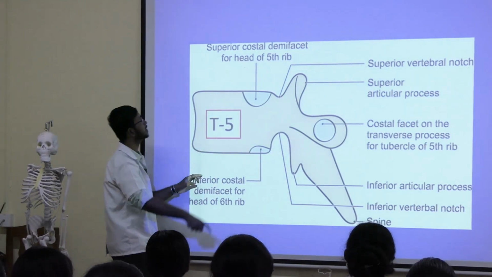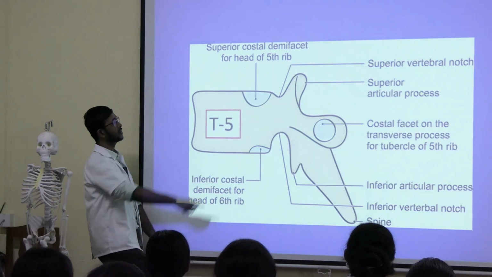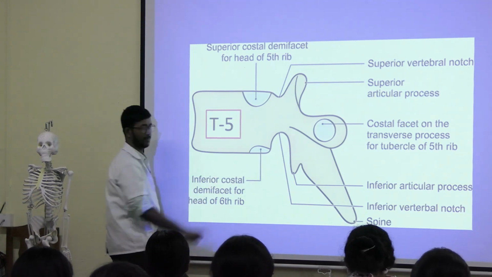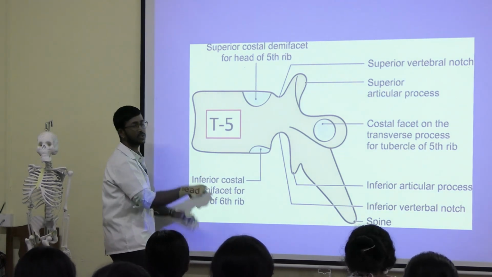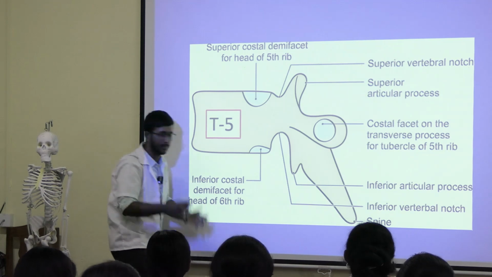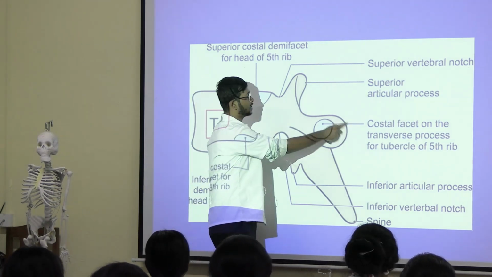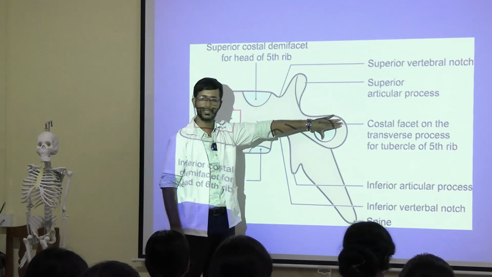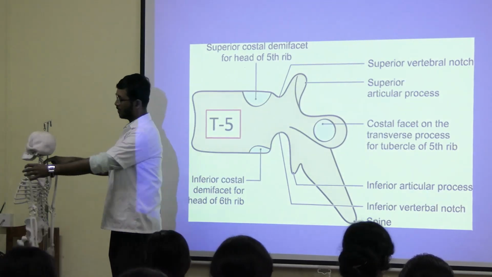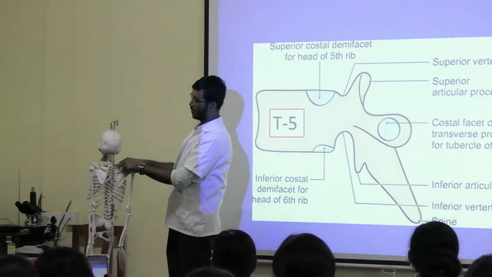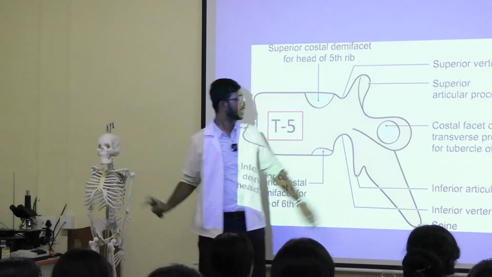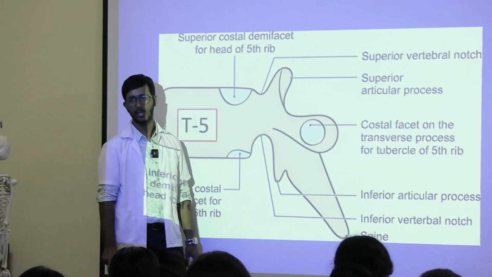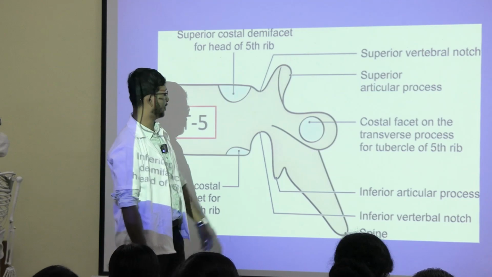So what has been written? Superior costal demifacet for head of 5th rib and inferior costal demifacet for head of 6th rib, because the other half will be attaching on the superior demifacet of the 6th rib again. And this is your transverse process, which goes sharply laterally. This transverse process will have the costal facet for the tubercle of the rib.